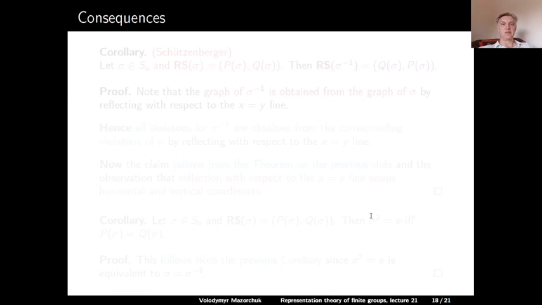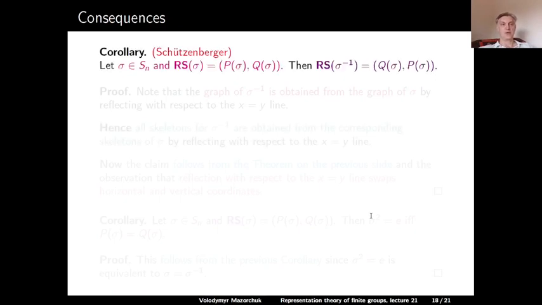This theorem has some interesting consequences. The first of them is the following corollary, which is due to Schützenberger. Let sigma be an element in S_n, and let the Robinson-Schensted correspondent of sigma be the pair P of sigma and Q of sigma. Then, the Robinson-Schensted correspondent of sigma inverse is the pair Q of sigma, P of sigma.